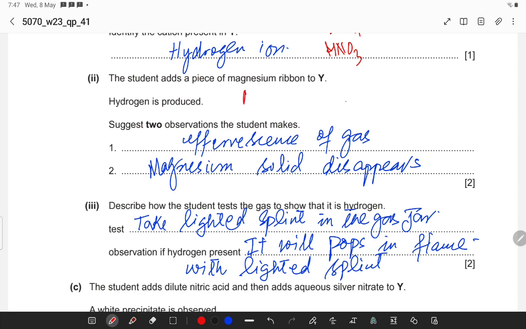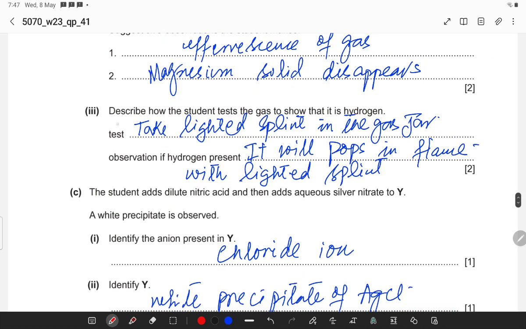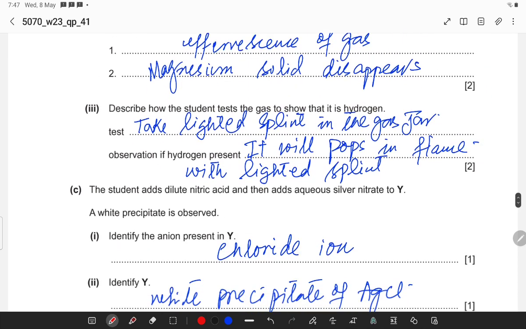So when magnesium reacts with Y, like any acid, HCl, magnesium chloride, this is solution, this is solid, this is aqueous. So effervescence of gas, this is gas. Effervescence of gas and magnesium solid disappears, because magnesium solid reacts with HCl to form colorless solution of magnesium chloride. So these are the 2 observations for this reaction.